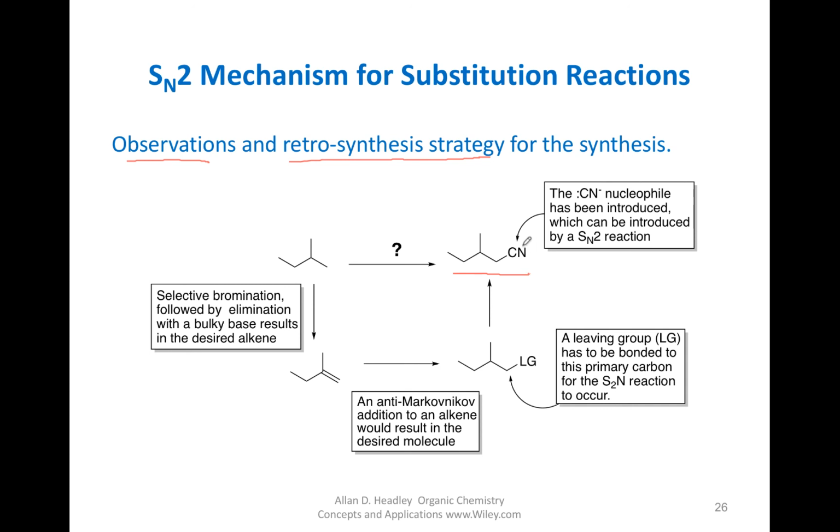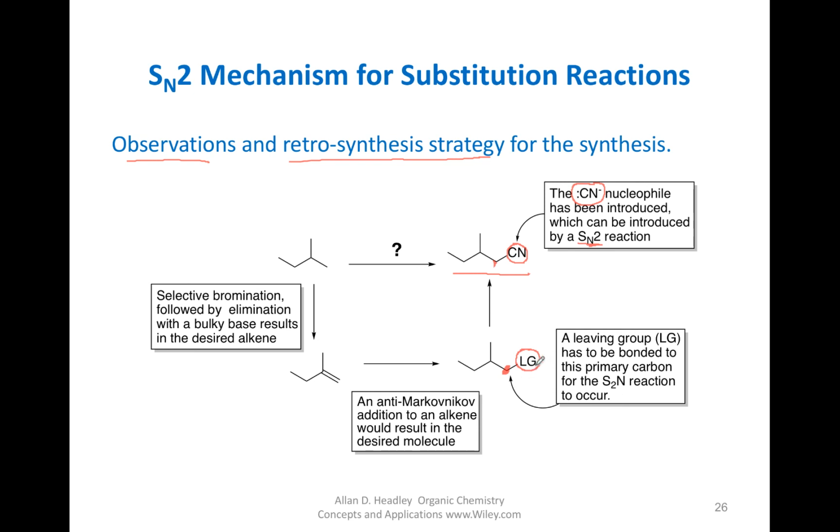First thing we observe is the CN. And we recall that we can introduce CN into a molecule if we have CN negative as a nucleophile. So we can introduce that through an SN2 reaction. Now we have to select the appropriate solvent and the nucleophile. But to have that happen, we need a good leaving group bonded to this carbon. So we can think of good leaving groups.